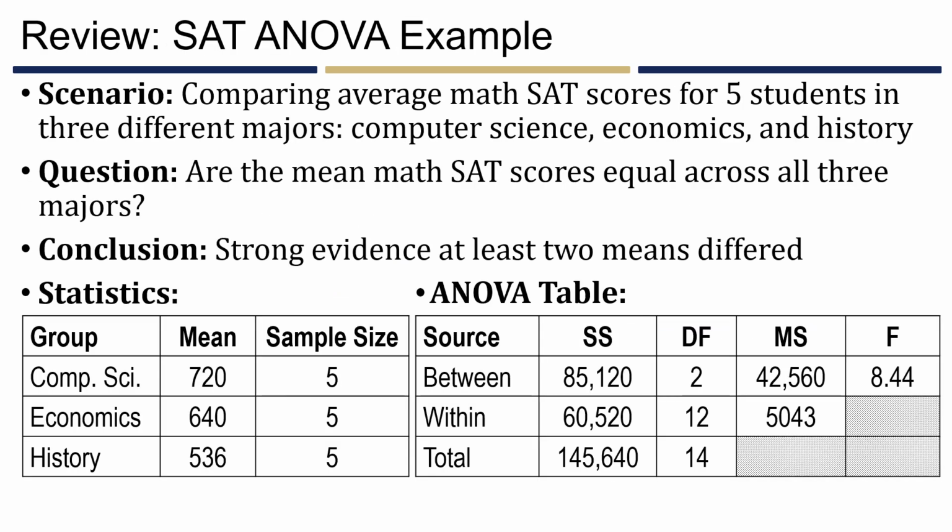So let's go back and look at our SAT example. We were comparing the average math SAT scores for students in 3 different majors: computer science, econ, and history. Looking at the ANOVA table, we had an F statistic of 8.44. That gave us a very small p-value, and it gave us strong evidence that at least 2 of these means were significantly different from one another. Now, the 2 values that we're going to need from the ANOVA table in order to calculate out our Fisher's LSD confidence intervals are the degrees of freedom from the denominator, which is 12, and the MSE, which is 5,043.